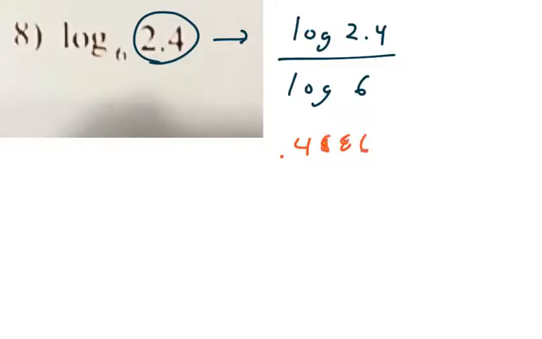0.4886. Okay? Now, make sure you use enough significant digits that your teacher likes. Usually they're going to want at least 4 to 5 decimal places. But that's how you evaluate using a calculator. To make a long story short, the log button on your calculator is base 10, and this is a base 6 log. That's why change of base is so critical, because a typical calculator only has a base 10 and a natural log button.